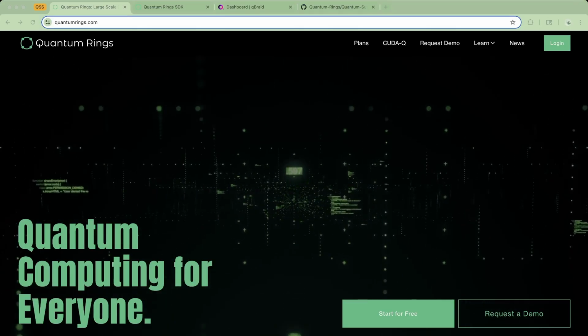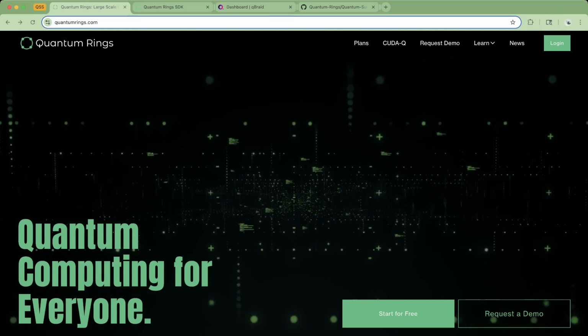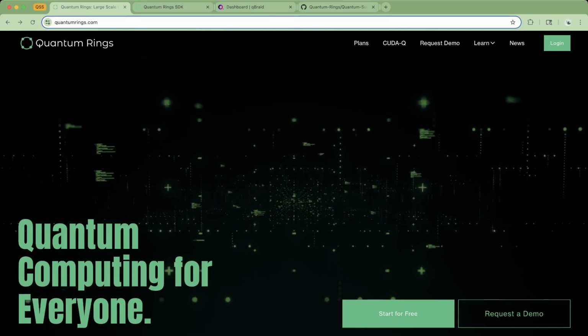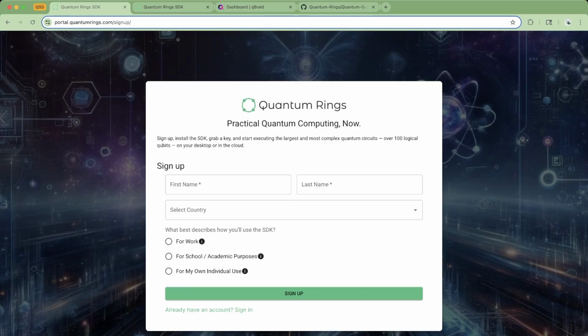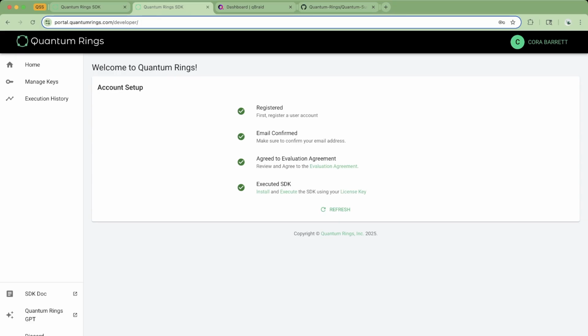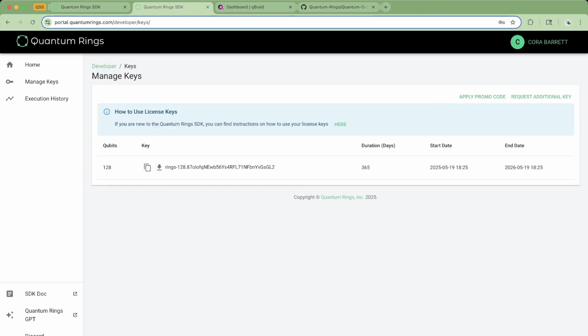So the first thing we're going to do is set up the Quantum Rings SDK. So I'm here at the Quantum Rings website, quantumrings.com. So the first thing you'll want to do is come here, and if you already have an account, great. If not, you can make an account. And then once you have your Quantum Rings account, when you log in, it will look something like this. And if you look on the left-hand side here at Manage Keys, you can see your license key, and we'll need this later in order to run our coding notebook.